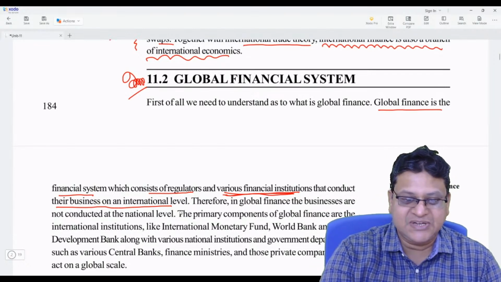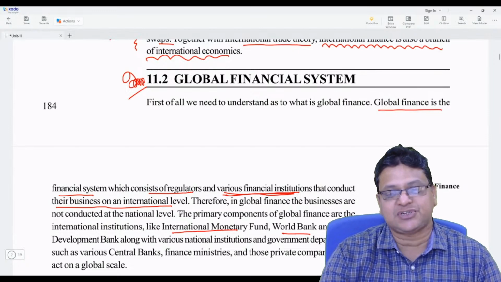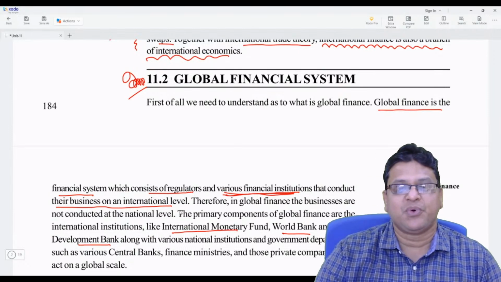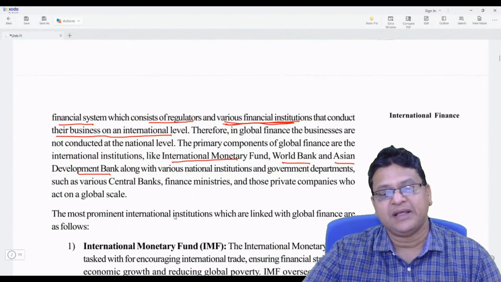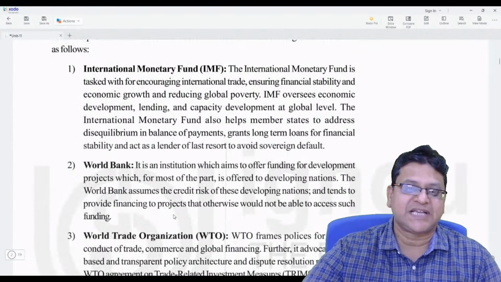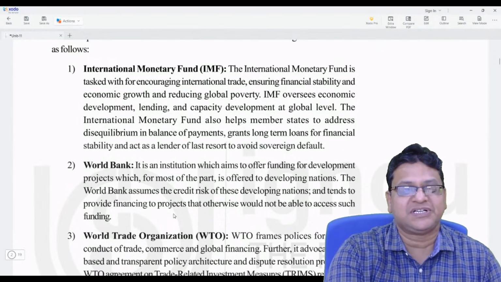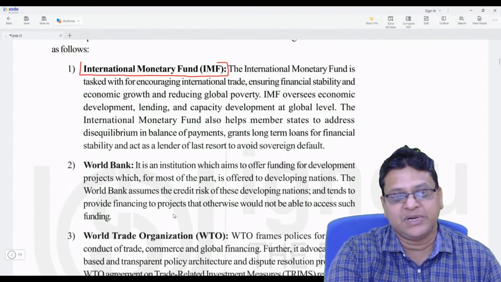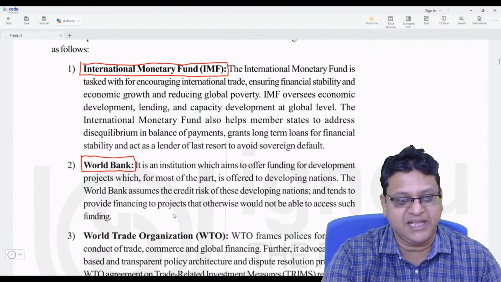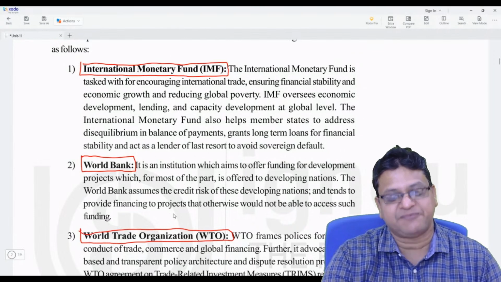One is International Monetary Fund, IMF. Another is World Bank. Another is WTO, Asian Development Bank, etc. So we will focus our discussion on three important international financial institutions. What are the three important financial institutions? One is IMF, another is World Bank, another is WTO. What is IMF? What does it do? What is its function? We'll discuss what is World Bank, what is its function, and we'll discuss regarding WTO, World Trade Organization. First, we'll discuss what is IMF.